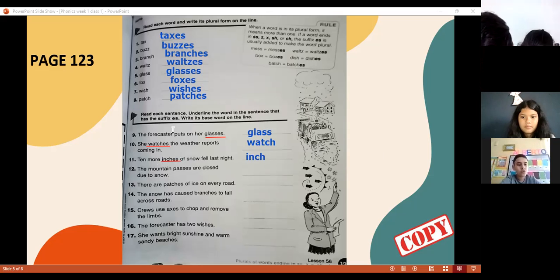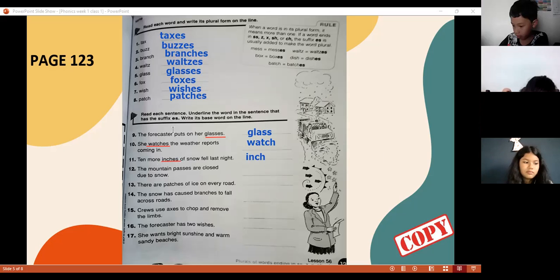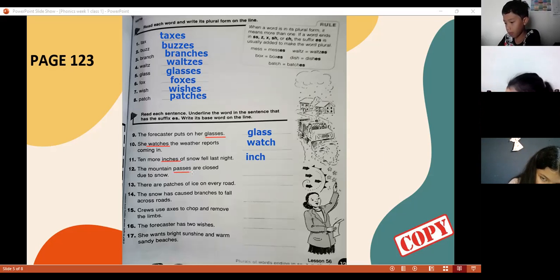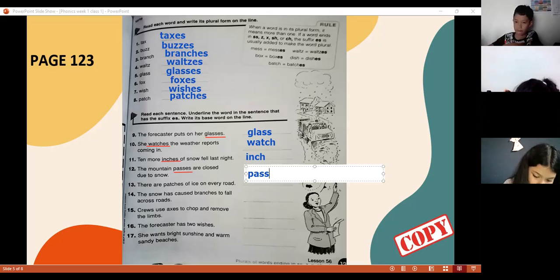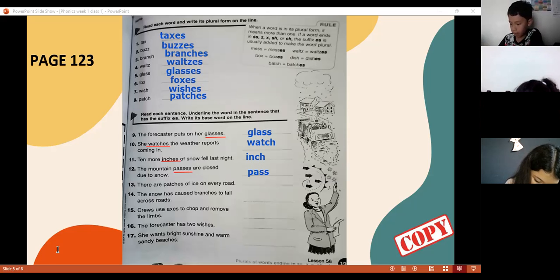The mountain passes are closed due to snow. Passes, that's right. We're on page 123, class, page 123. And what is the base form? Pass, with double S. Excellent.